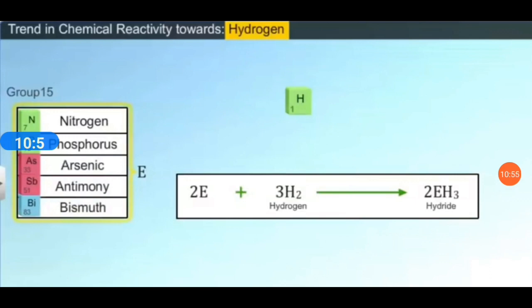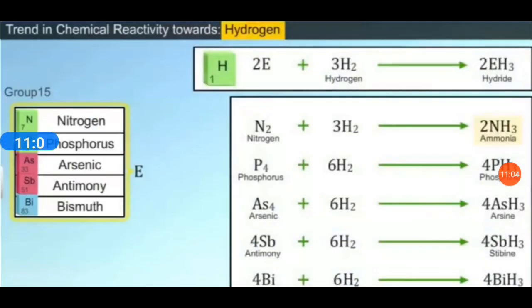Then chemical reactivity towards hydrogen. These elements combine with hydrogen to form hydrides of formula EH3. The examples are shown here. With hydrogen, nitrogen forms ammonia, phosphorus forms phosphine, arsenic forms arsine, and so on.